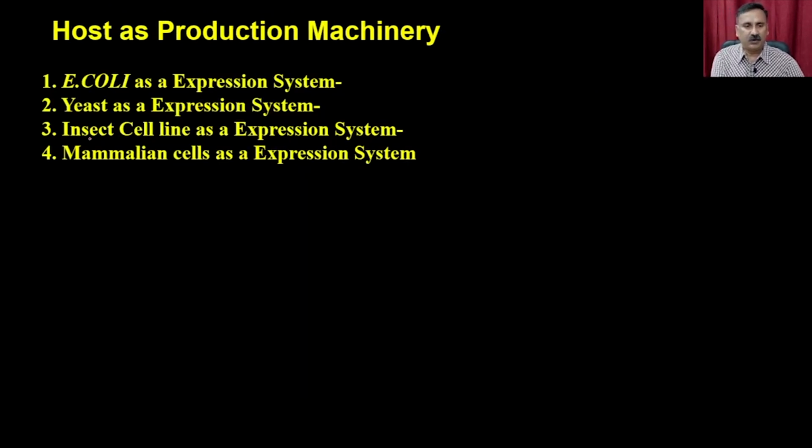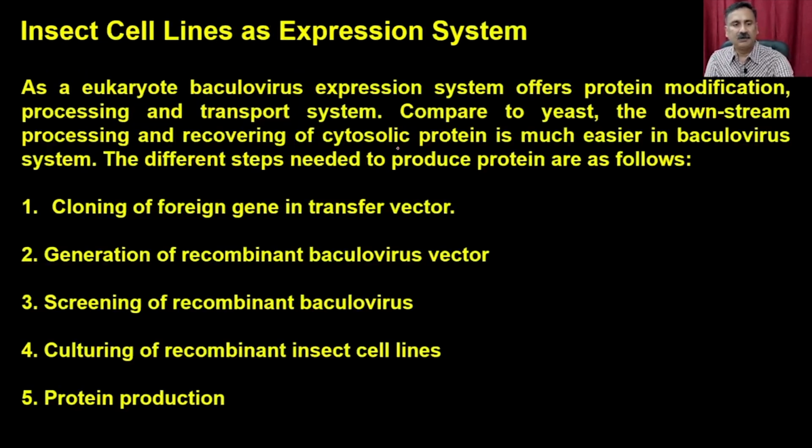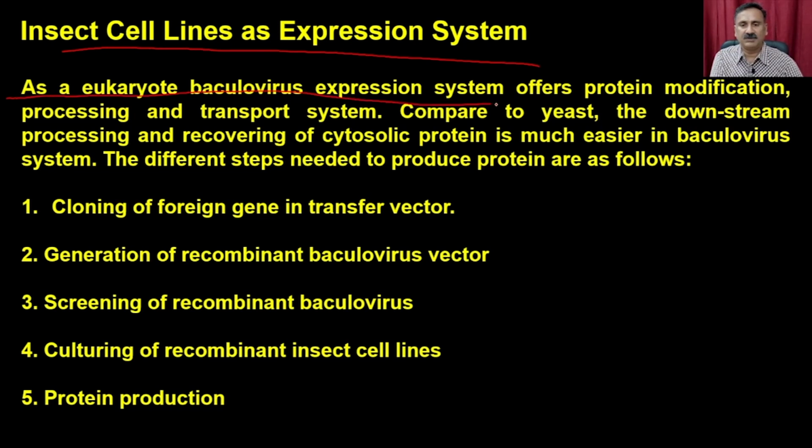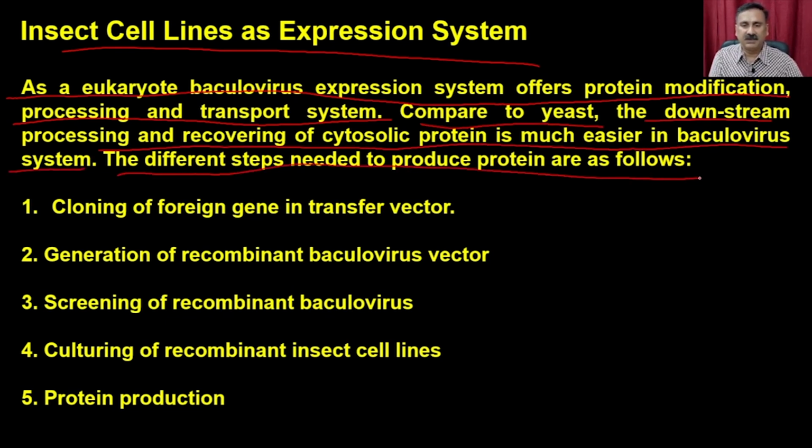And now let's move on to the next system, and the next system is the insect cell line as an expression system. The insect cell line, as a eukaryotic baculovirus expression system, offers protein modifications, processing and transport system. Compared to the yeast, the downstream processing and recovery of the cytosolic protein is much easier in the case of the baculovirus expression system. The different steps needed to produce the protein are as follows.